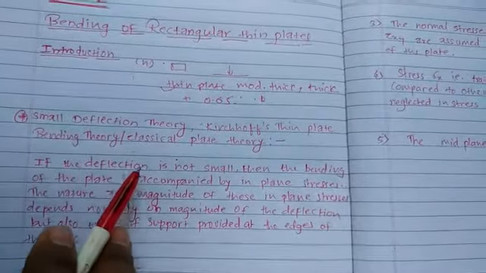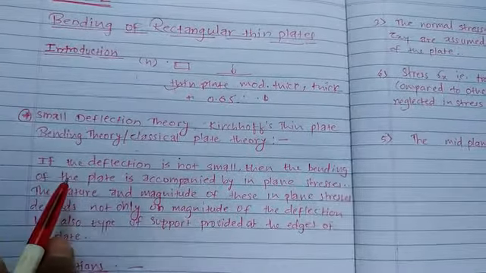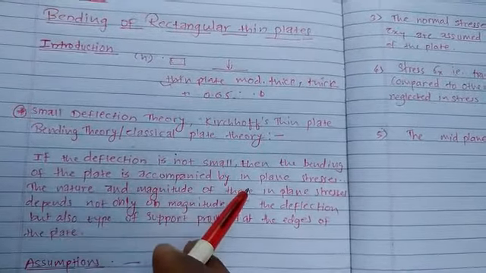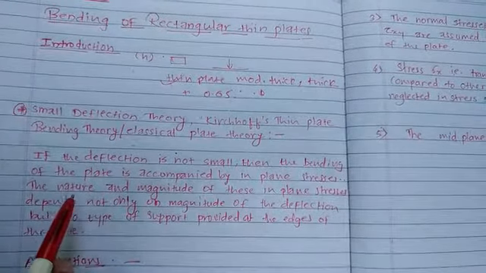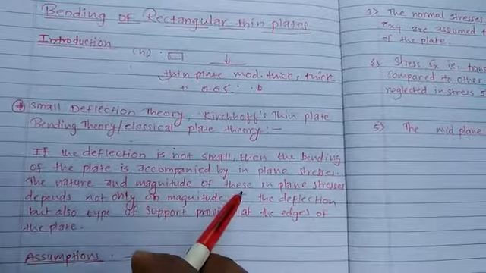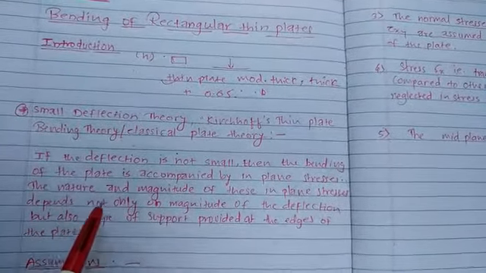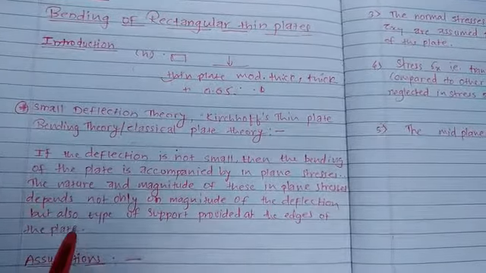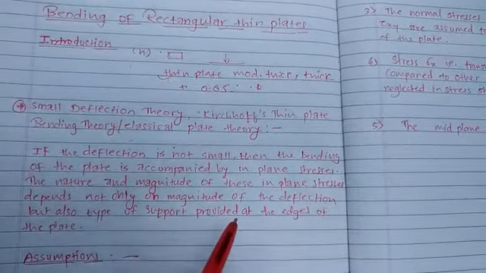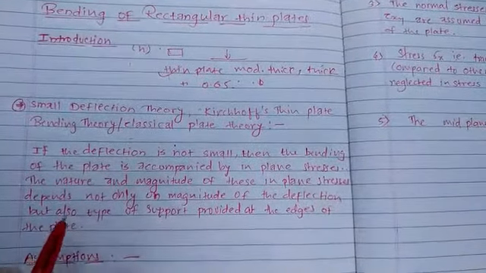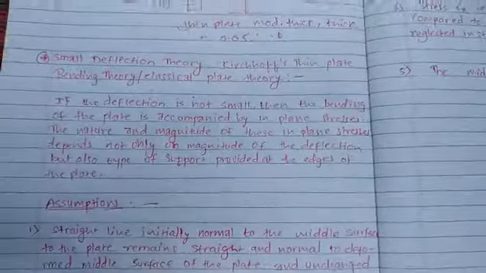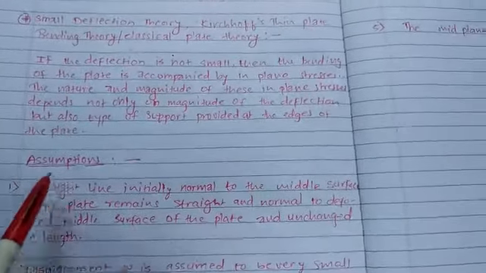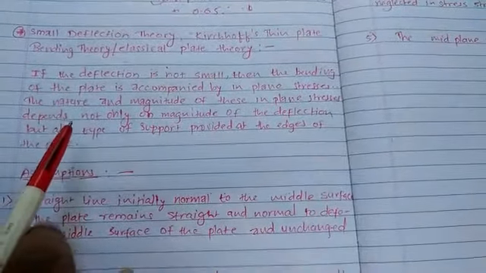If the deflection is not small, then bending of the plate is accompanied by in-plane stresses. The nature and magnitude of these in-plane stresses depend not only on the magnitude of deflection but also on the type of support provided at the edges of plate. So this is the criteria. Now we'll see what are the assumptions of this small deflection theory.